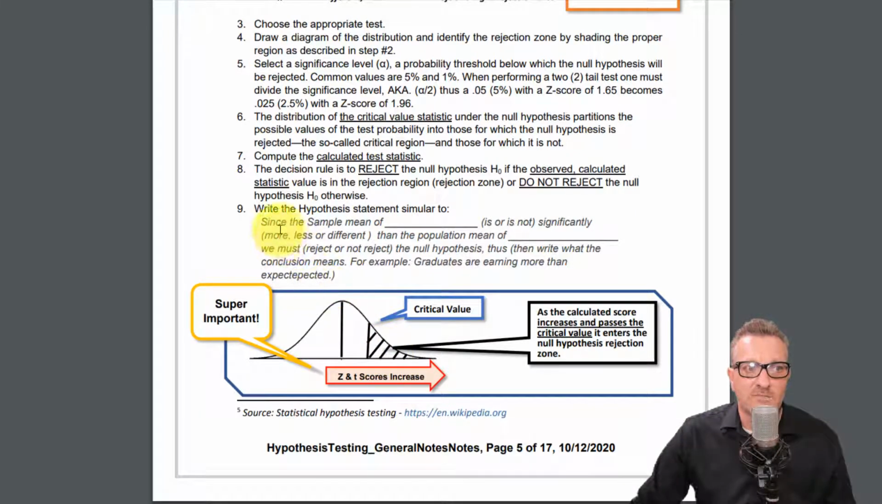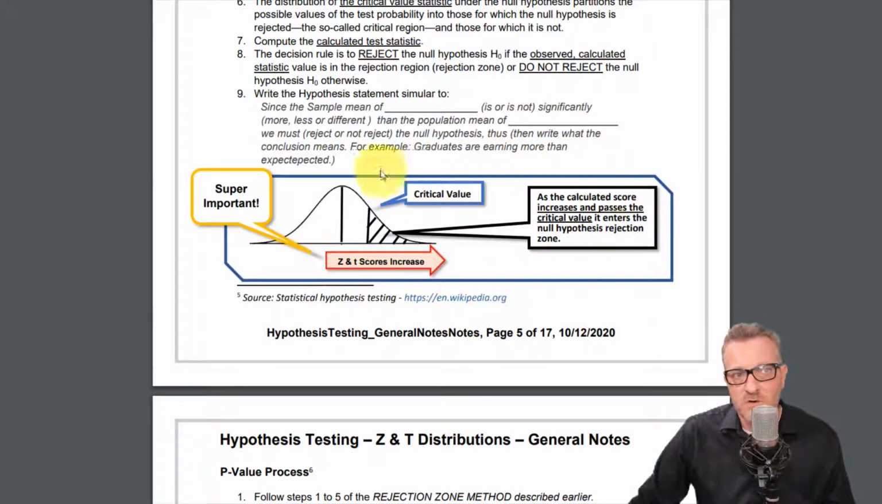Then we write out the hypothesis statement similar to this generic one: since the sample mean of whatever is or is not significantly more, less, or different than the population mean of whatever it is, we must reject or not reject the null hypothesis. Then we write out what the conclusion means. For example, graduates are earning more than expected. Okay, so this is really important here. This is something to remember.